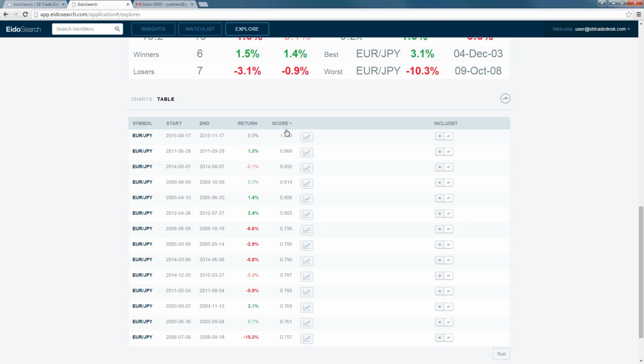Okay, so you can see the current one, score 100, that's just the current pattern, and that's price action for Euro Yen from August 17th until November 17th. Okay, which is yesterday's close. These are done on closing prices. And then if you were to look at the next closest match, you can see that would be June 28th to September 28th, 2011. All right.